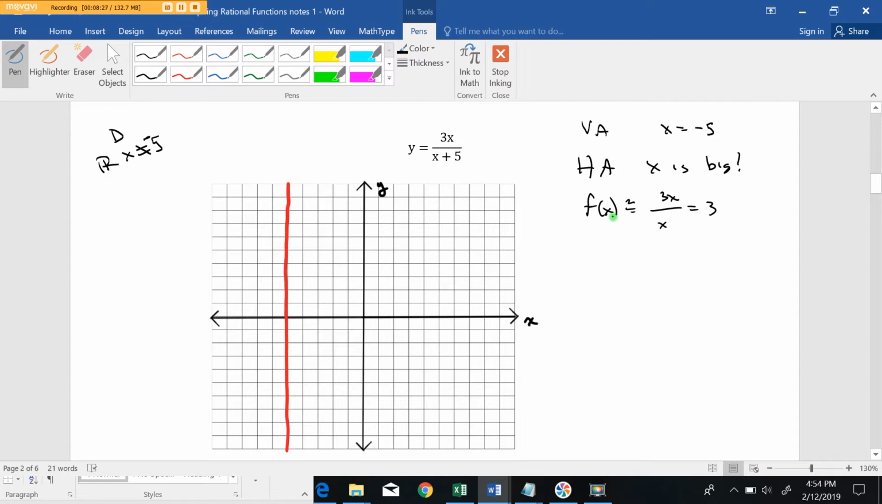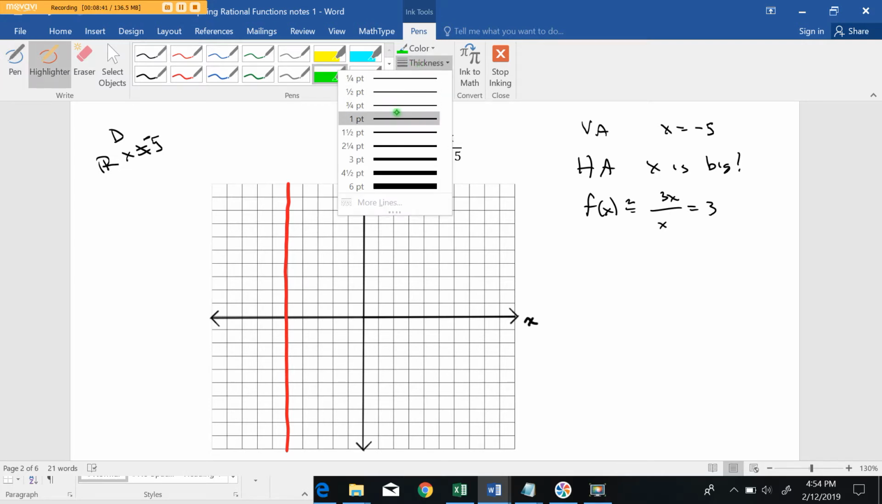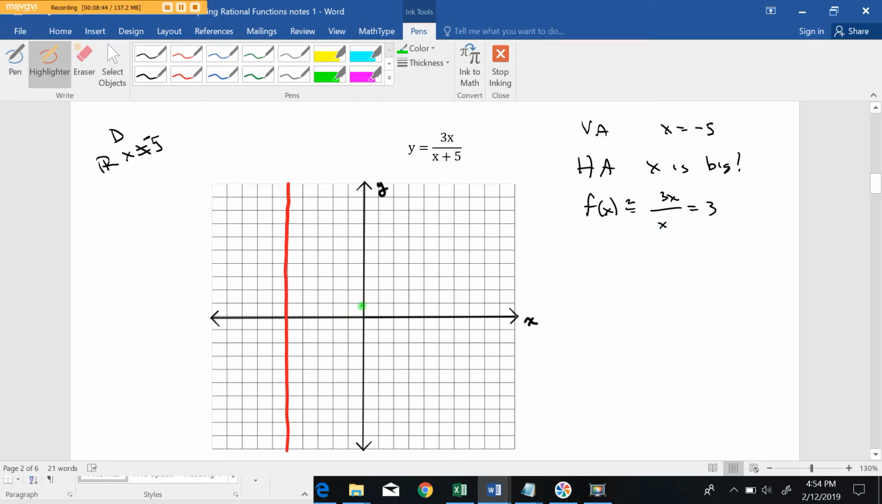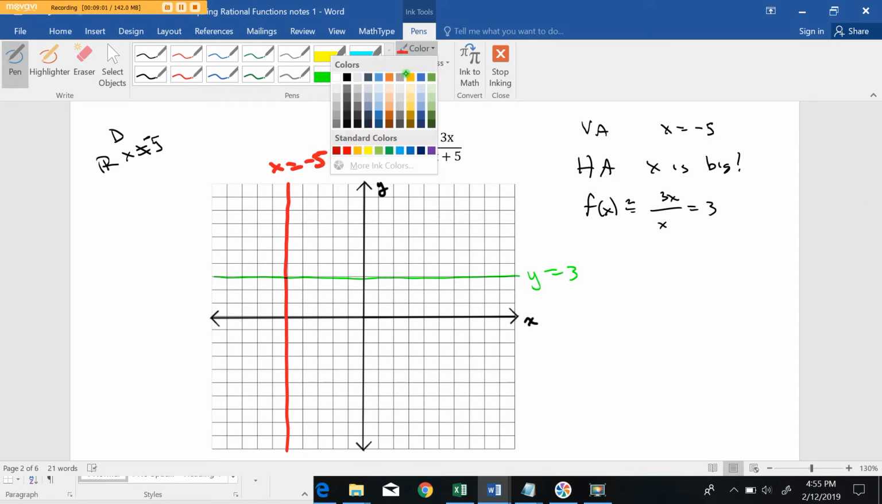I'll do more examples of this, but you just approximate your function, throwing out things that are relatively small. You'll see more examples of what that looks like as we go on. So I'm going to go ahead and put this on our graph here in green. All right, y equals 3 is a horizontal asymptote. And then that red one was x equals negative 5.